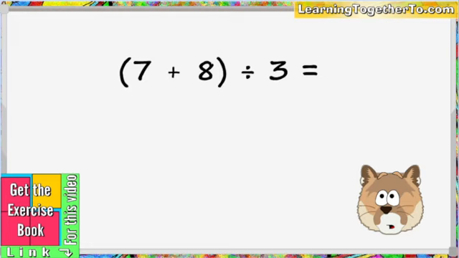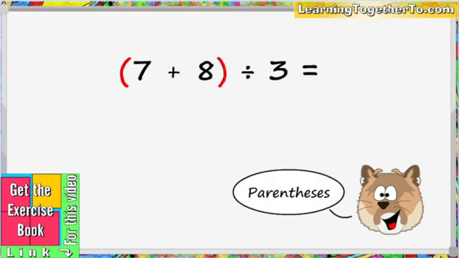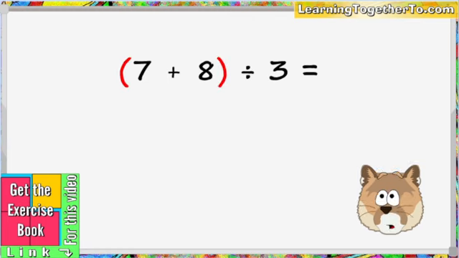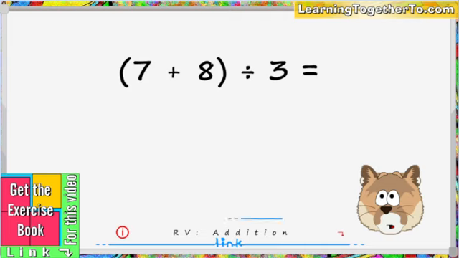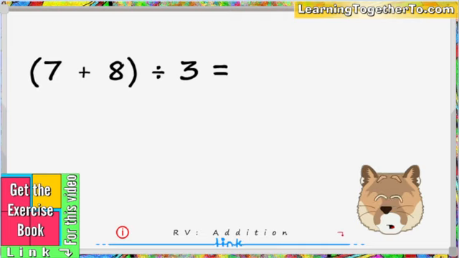Wait, Peter. This statement has something we haven't seen before. Parentheses. That's right, Peter. Peter, it's important to know that there's another rule that says that we should do what's inside the parentheses first. In this case, the first thing that we should do is add. Very good, Peter. Peter, let's move the statement to the side and solve for the equation by starting with what's inside the parentheses.